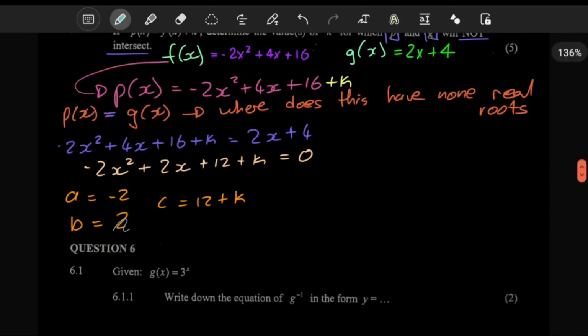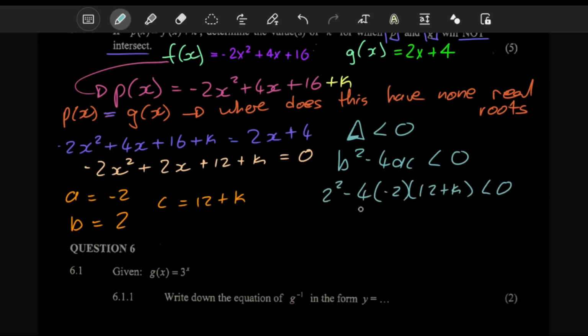But anyways, moving on, we want to work out where this equation has no real roots. To work that out, we have to work out where delta is smaller than 0. Delta is this thing here. We have to work out where it is smaller than 0, and this is what you work out.